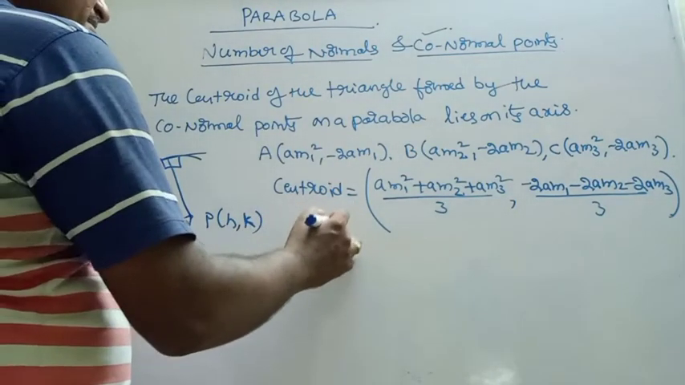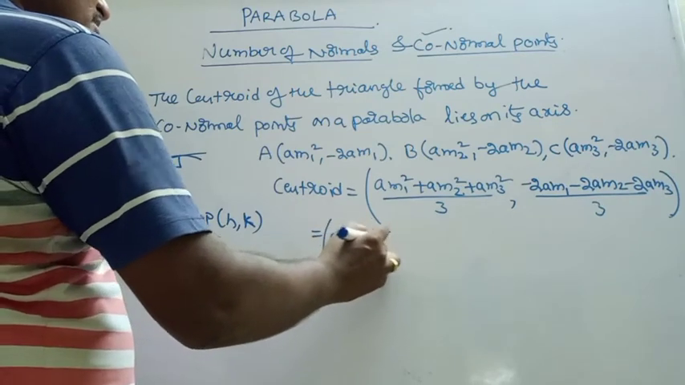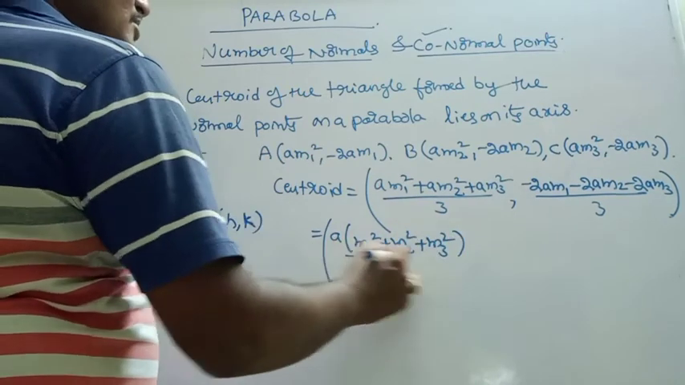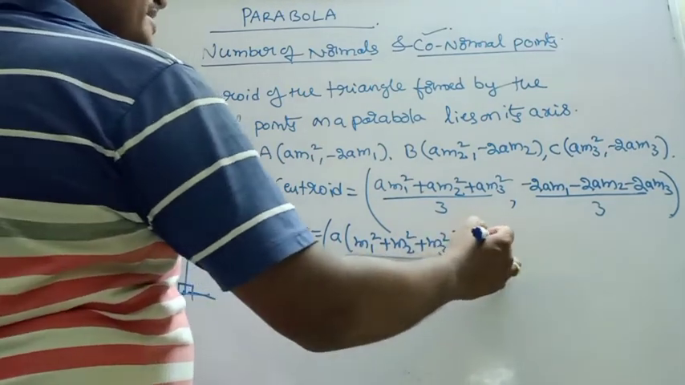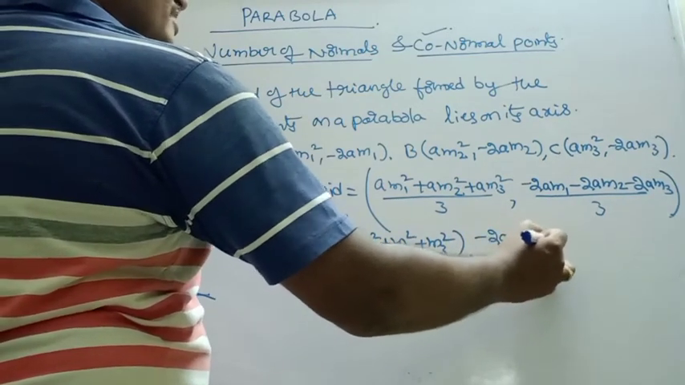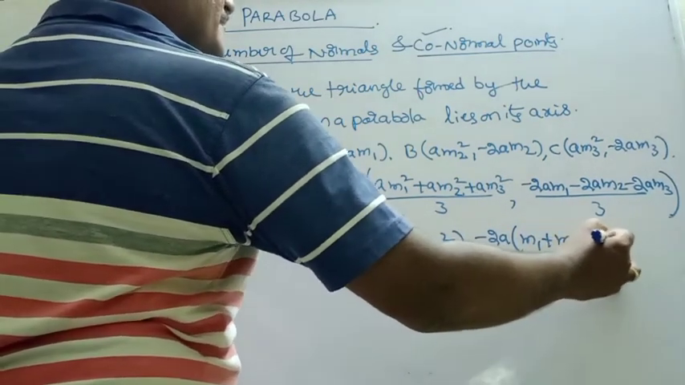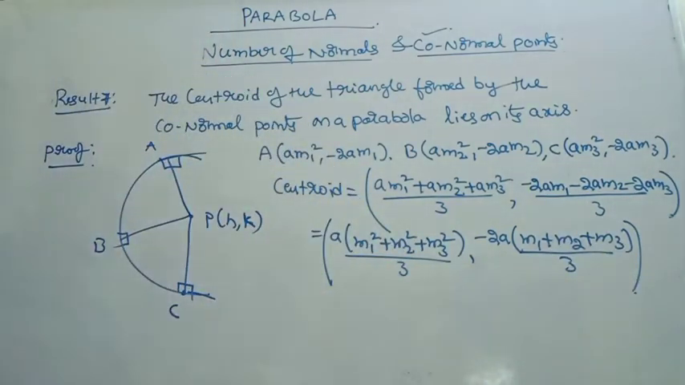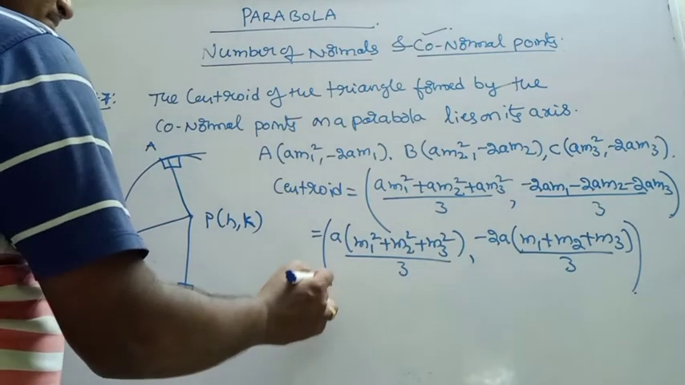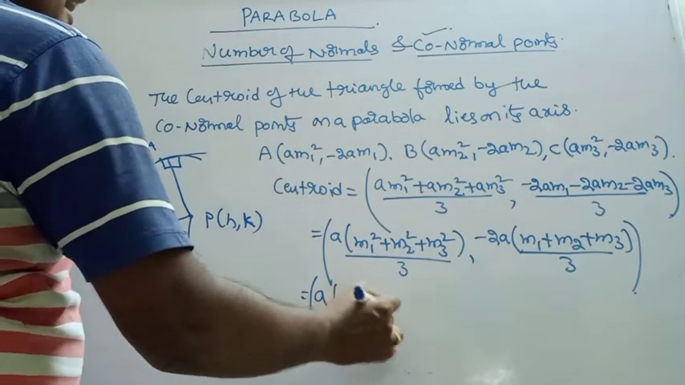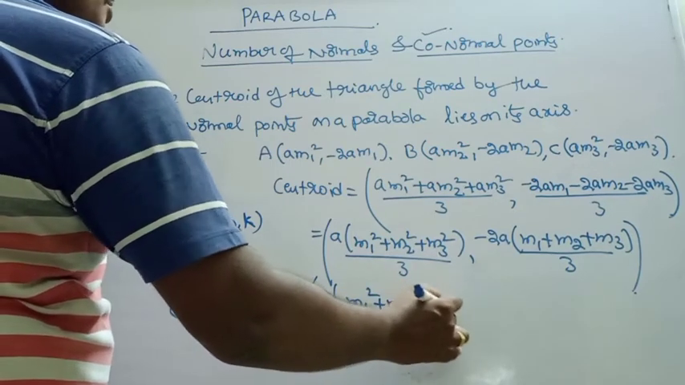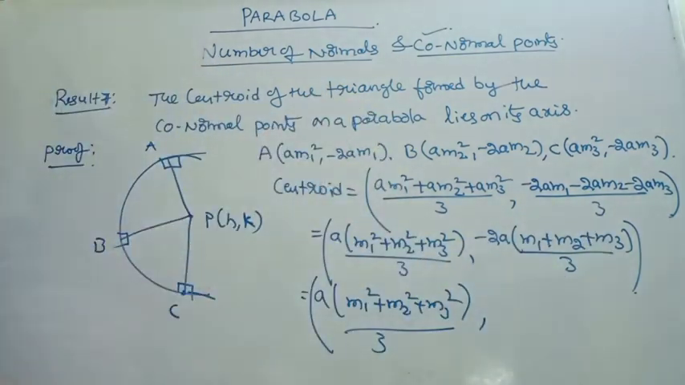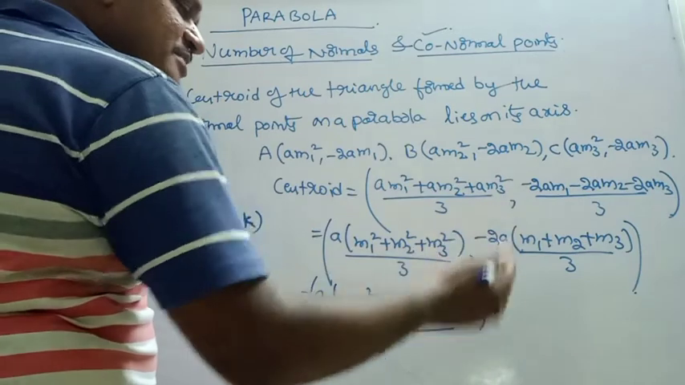Now this you can write as A into (m1 square plus m2 square plus m3 square) by 3, comma, minus 2A if you take common here, (m1 plus m2 plus m3) by 3, like this, right? Fine. Already we know that. This is now, my dear students, A into (m1 square plus m2 square plus m3 square) by 3 comma 0, because already m1 plus m2 plus m3 is 0. Now 0 into anything becomes 0.